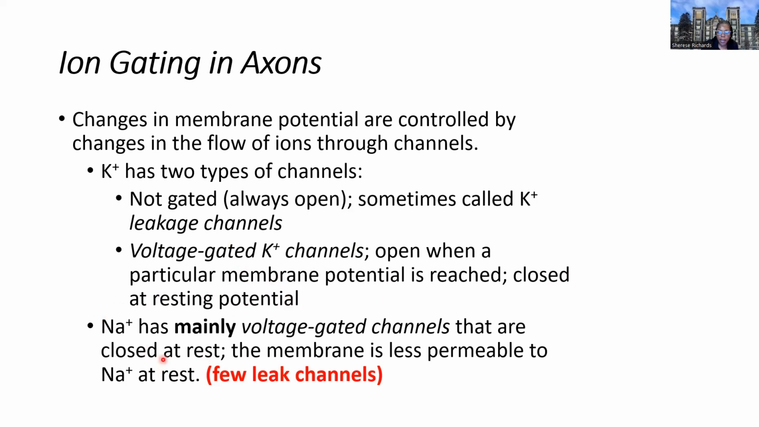And then for sodium, a similar situation. Sodium has many voltage-gated channels, again more concentrated along the axon and more so at the axon hillock, and then very few leak channels. Just to recall, sodium has a lower permeability with respect to potassium. So there are far fewer leak channels for sodium, especially when the neuron is at rest.